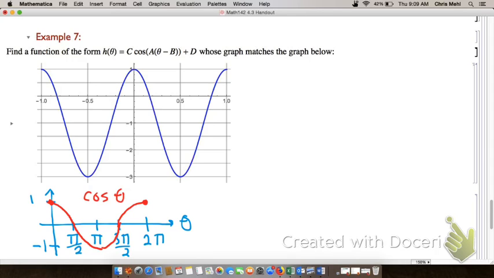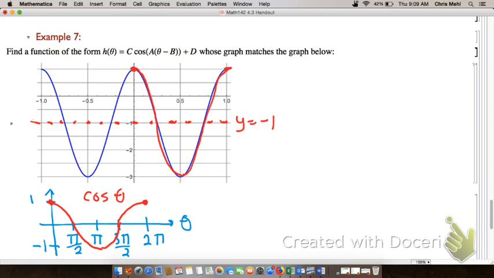Now if you look at the graph of h of theta, starting at the point (0, 1), you will see a cycle that has the same general shape as cosine of theta. And then another thing I like to point out, the minimum value is negative 3, the maximum value is 1, so the midline is going to be the line y equals negative 1.